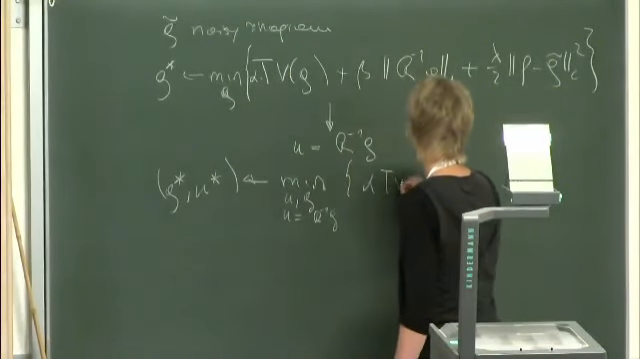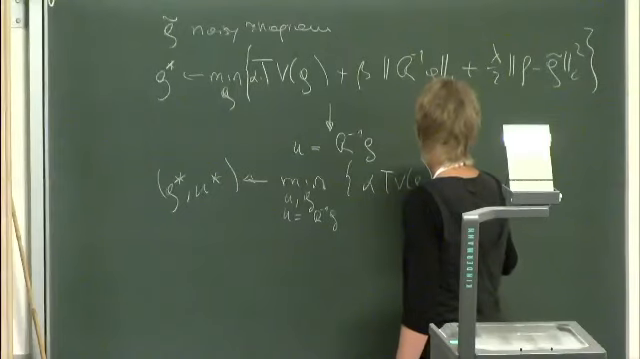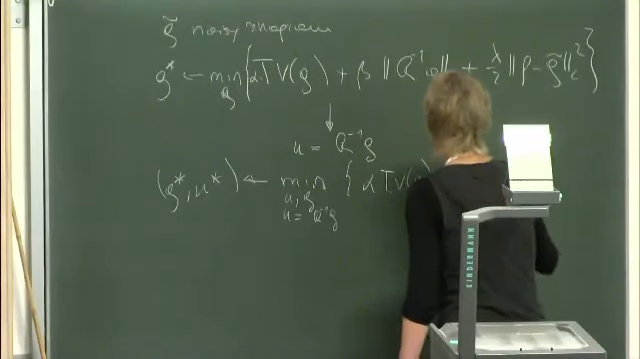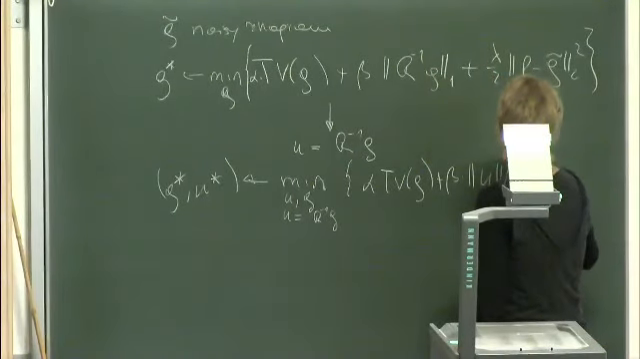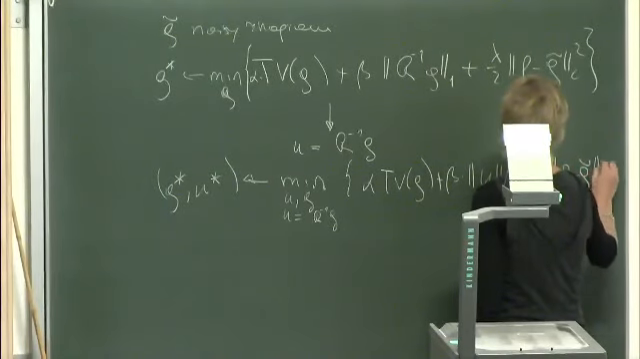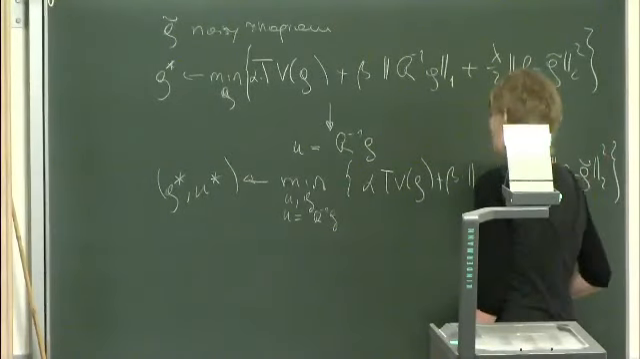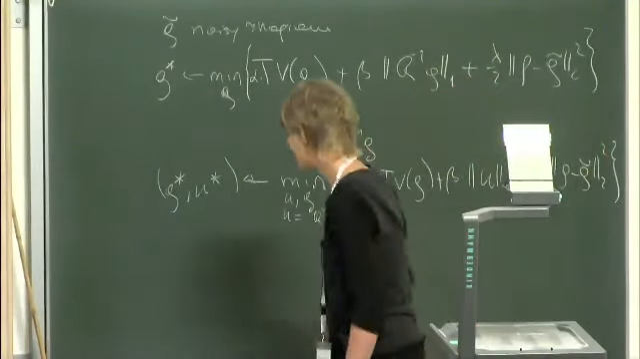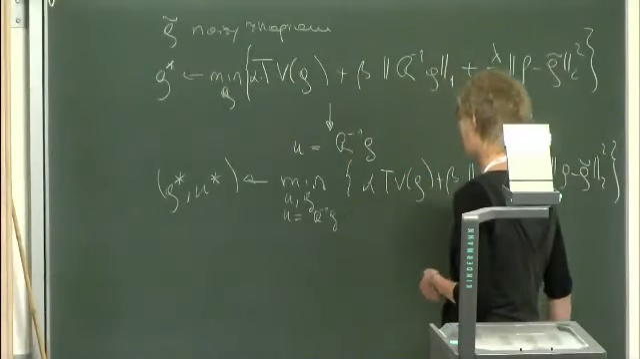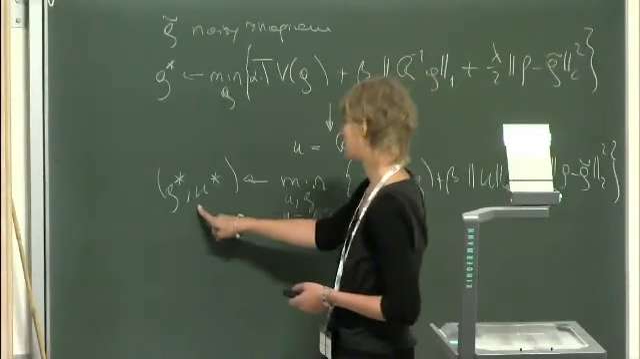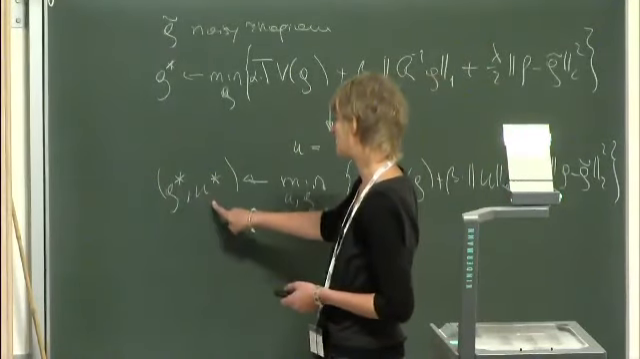And we get the following: alpha TV of G plus beta times the L1 norm of U plus lambda over 2 times G minus G tilde squared. Again, this is still complicated to solve because we jointly have to solve this minimization problem for G and U.